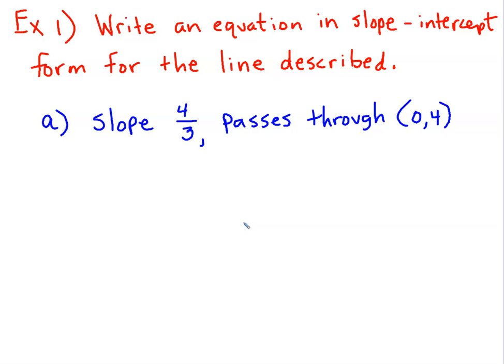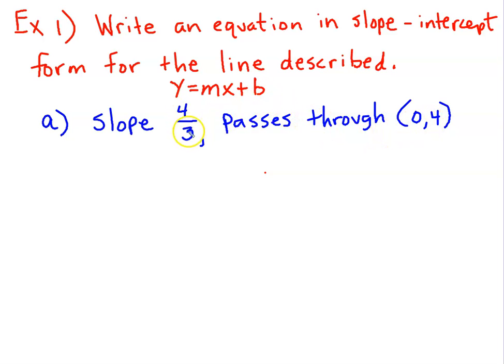So here's an example. Write an equation in slope-intercept form for the line described. So in case you don't remember, I'm sure you do, but slope-intercept form looks like this: y equals mx plus b, where m represents the slope and b represents the y-intercept, where the line's going to cross the y-axis. Well, this problem in particular is kind of easy because they tell us the slope, they tell us m, and they also tell us the y-intercept, because you can see that this point 0,4 actually falls on the y-axis.